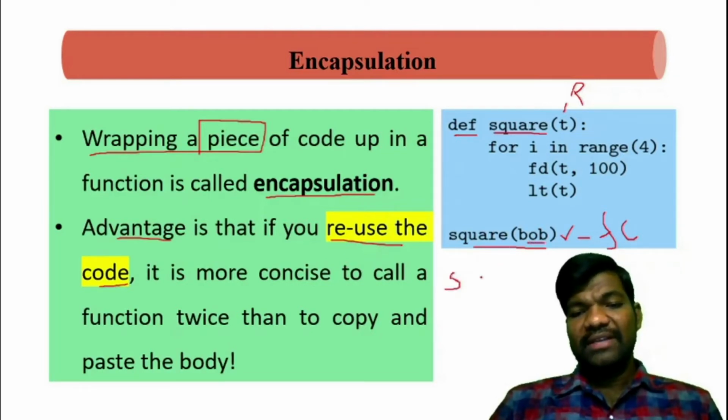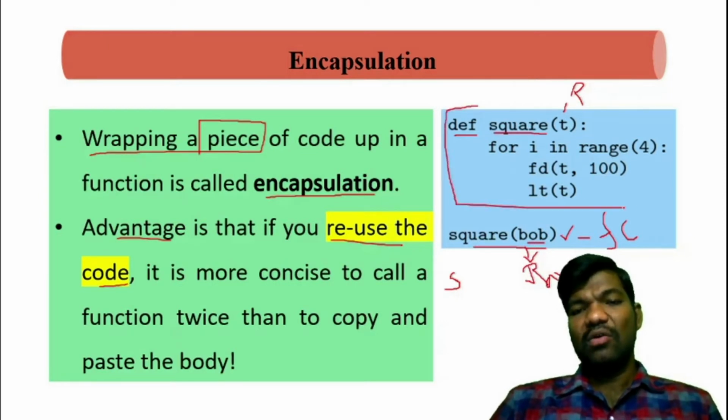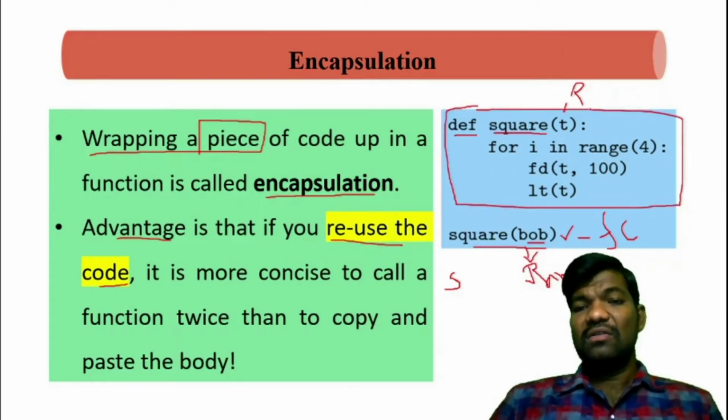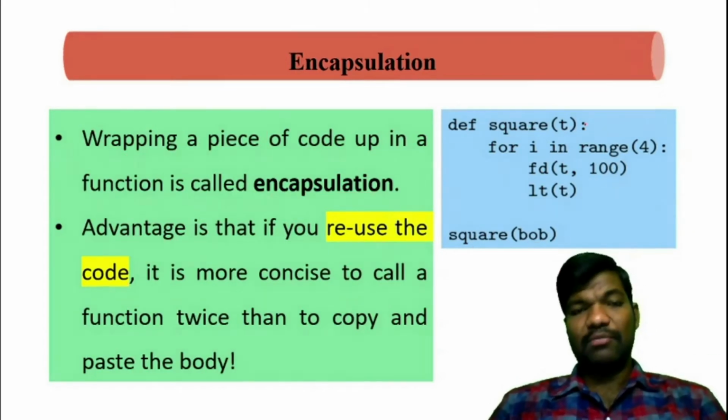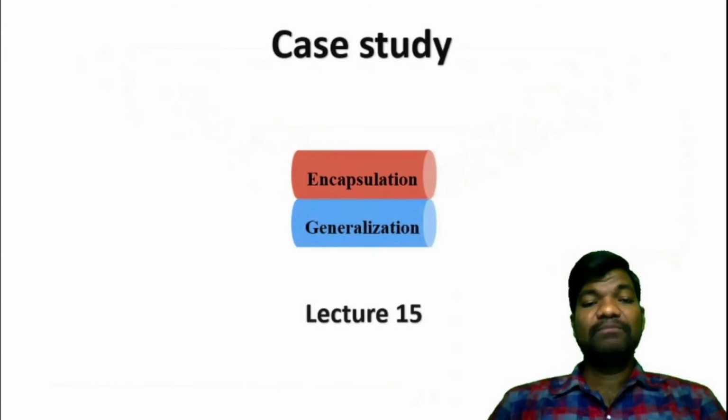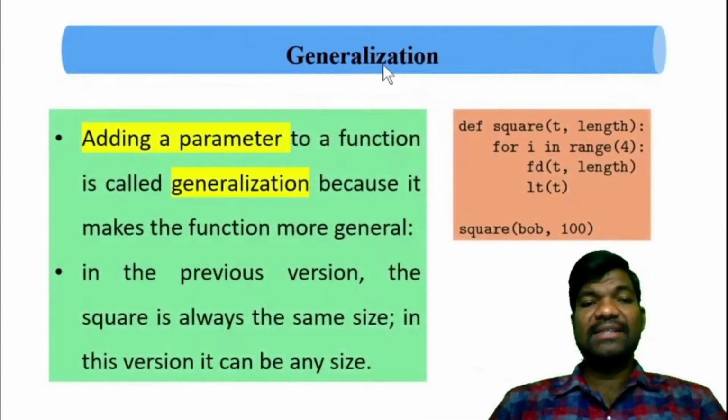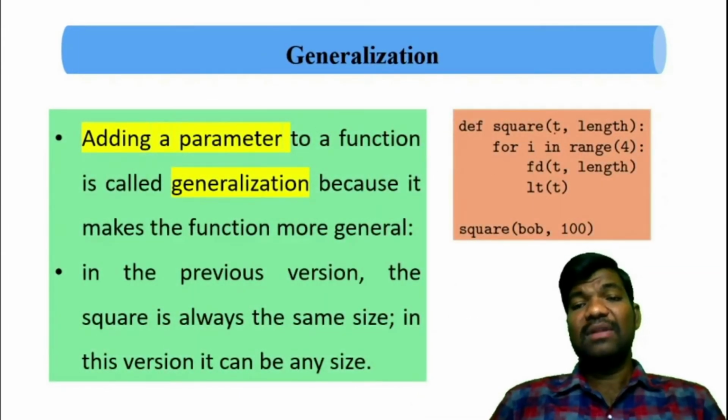Similarly, you can give anything. In place of Bob, give Ram. The same function is executed once again. So this is called encapsulation. Repeatedly you are using the same program. That is encapsulation. Now coming to generalization, the same concept.